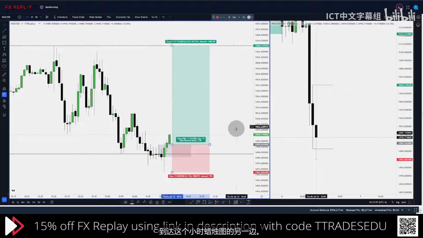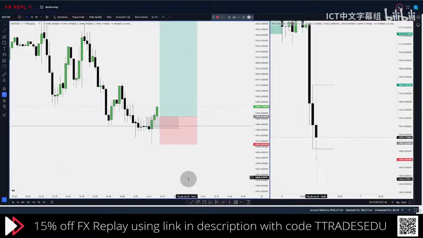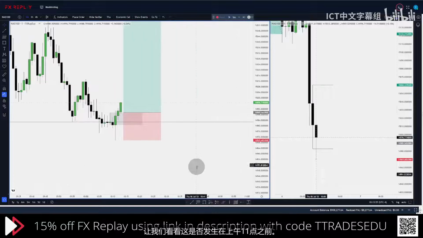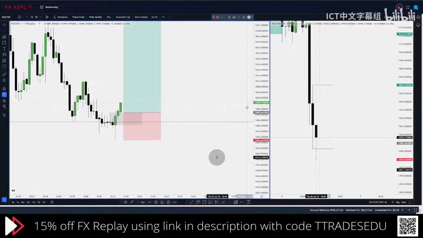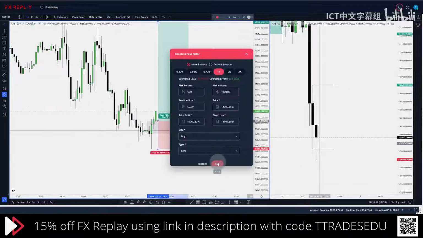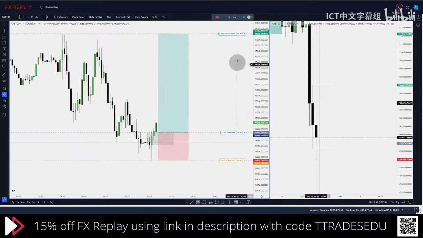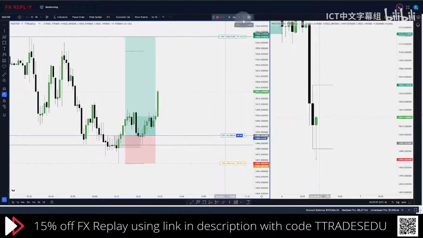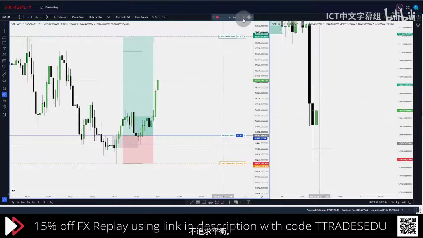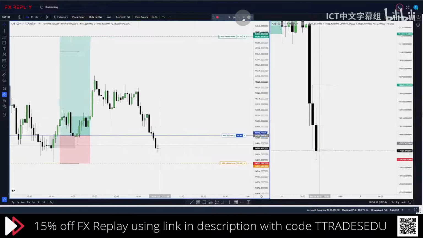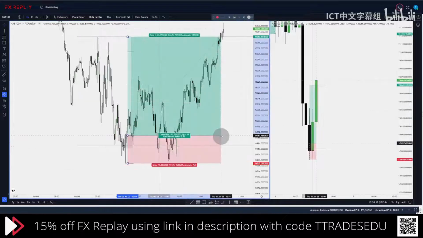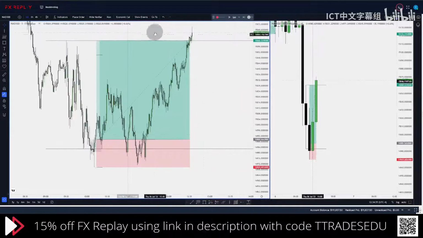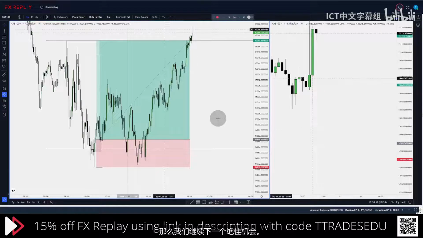Reach to the other side of this hour candle. I stop at the low. And let's see if this occurs before the 11 a.m. kill zone ends. Risk 1%. Let's see how it works out. So until it hits there, not looking for break even. We hit our 3.56R. So let's go to next silver bullet.